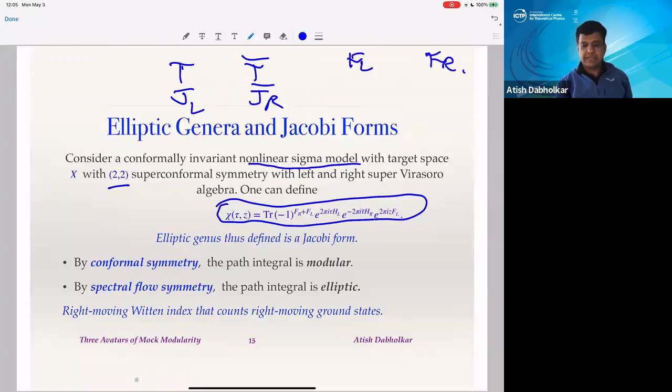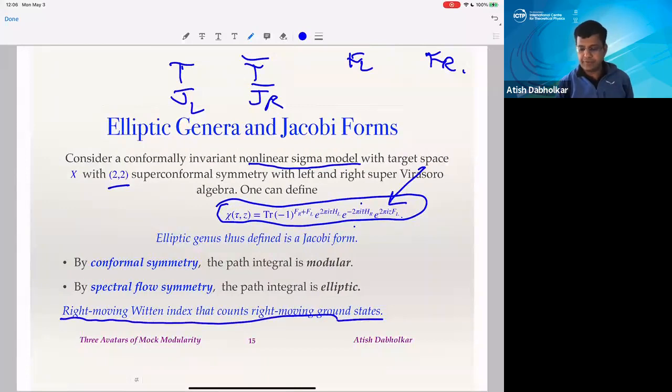So given this, and the Hamiltonian is basically the usual Hamiltonian, you can define the normal trace that you do with the insertions of these operators. And this is where z appears. So e to the 2 pi i z F left, where F left is the charge corresponding to the left moving current. And what this does from a physics point of view, it computes the right moving Witten index of the right moving ground state.